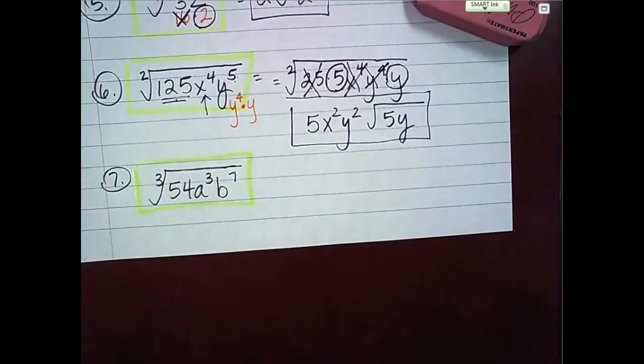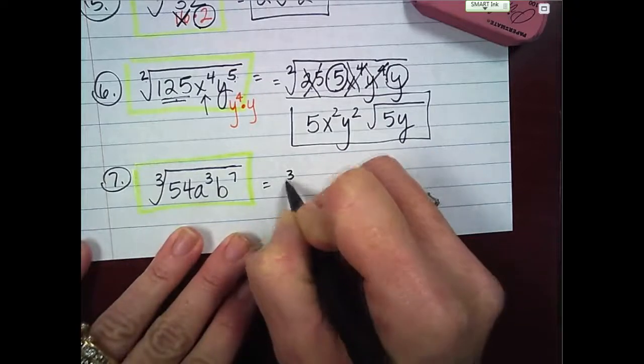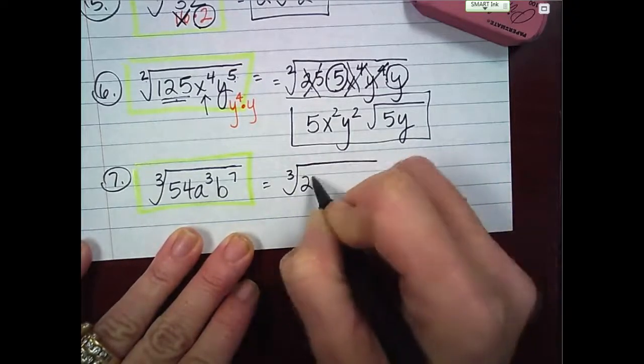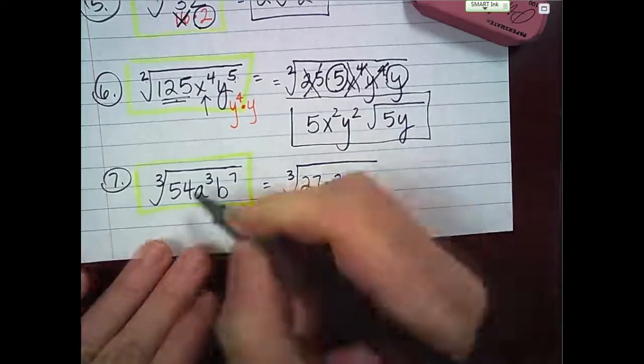Look at your perfect cubes. Can I break up 54? What fits into 54? 8? No. Okay, what fits in? 27 and 2, right? So I'm going to go ahead and write this one out. Okay, 27 times 2. The 54 is done.